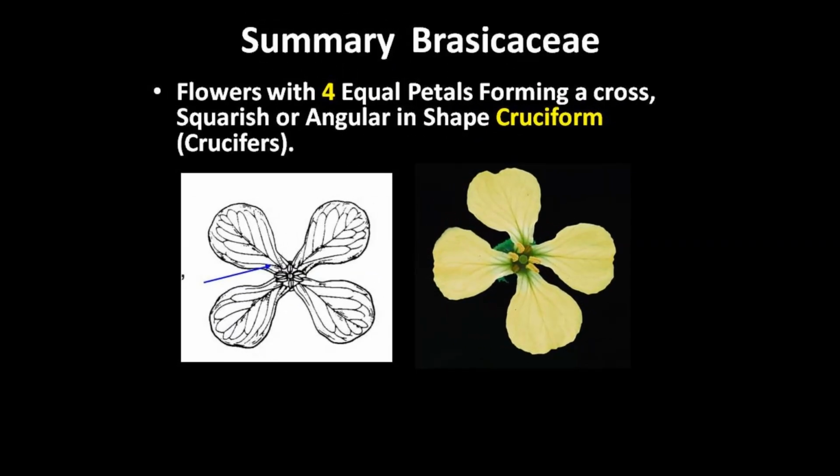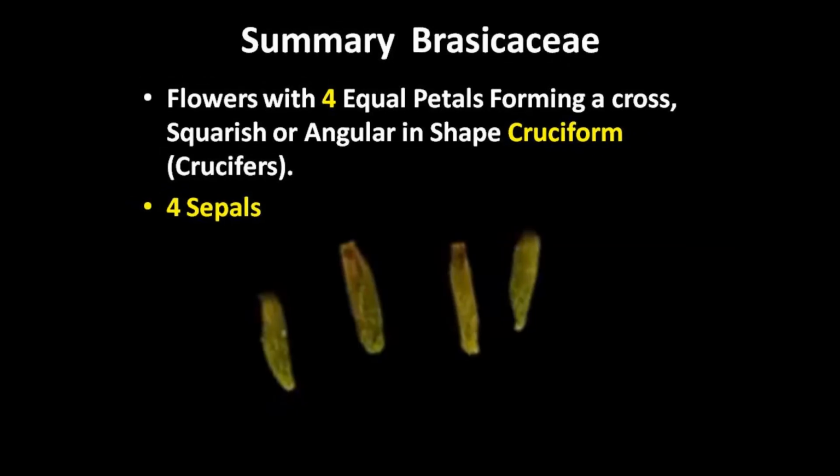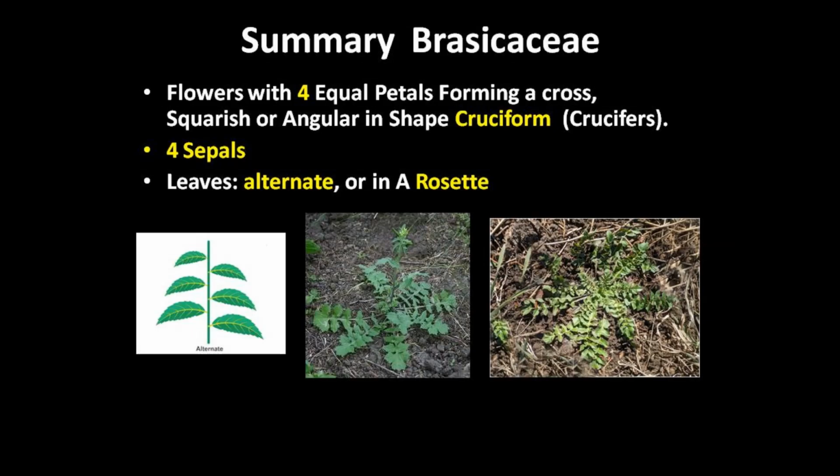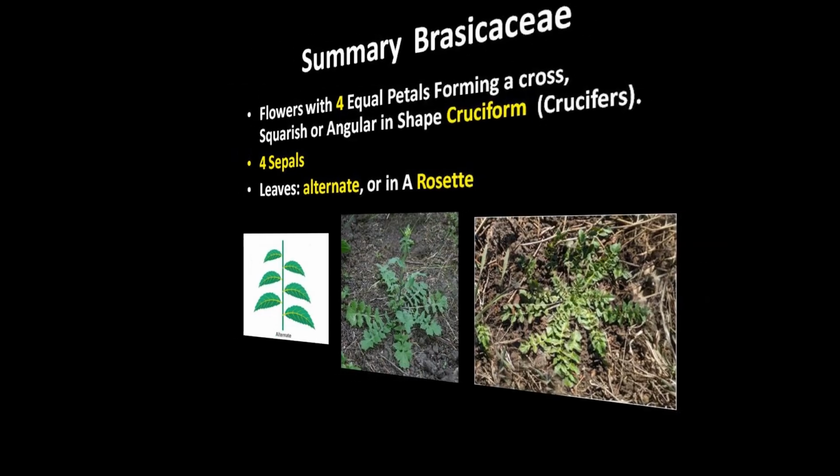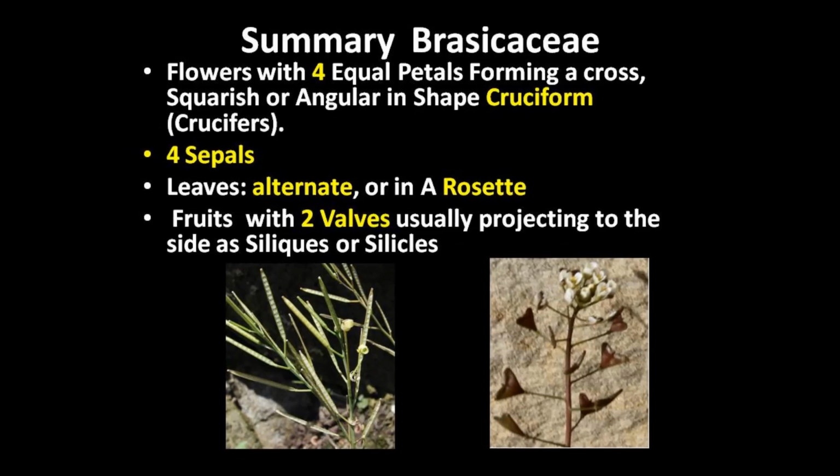So, to summarise, if your plant has 4 equal petals forming a cross, which is squarish or angular to the eye in shape, i.e. cruciform, if the inflorescence has 4 sepals in addition to 6 stamens, 4 long, 2 short, or if the leaves alternate up the stem or form a basal rosette, if the fruits project outward or along the stem and split to yield a transparent membrane and are in the form of a silique or silicle, then your plant is likely to be in the family Brassicaceae.